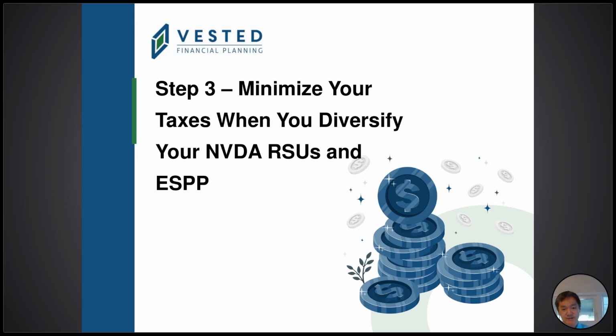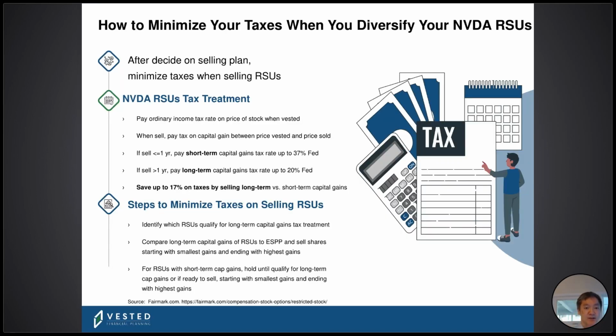So step 3 is, all right, how do you minimize your taxes when you diversify your NVIDIA RSUs and ESPP? So after you decide on a selling plan that we just talked about in step 2, then you want to minimize your taxes when you sell. And I'm going to talk to you on this slide on RSUs, the next slide on ESPP, because they have different tax treatment.